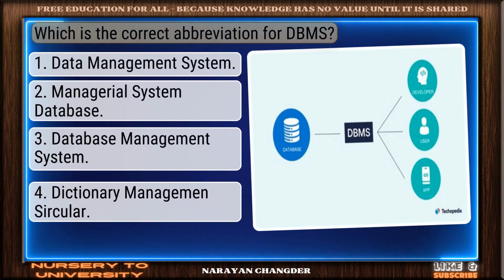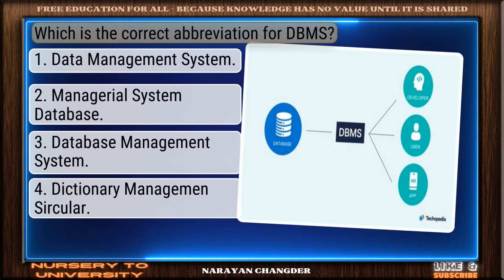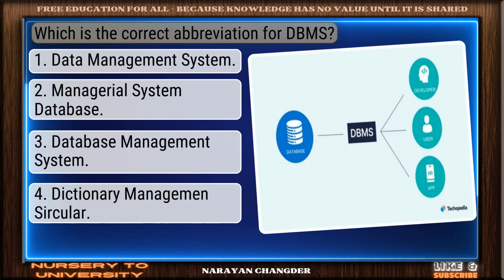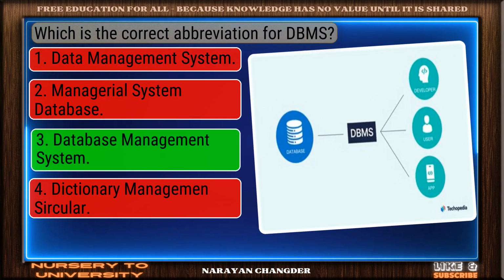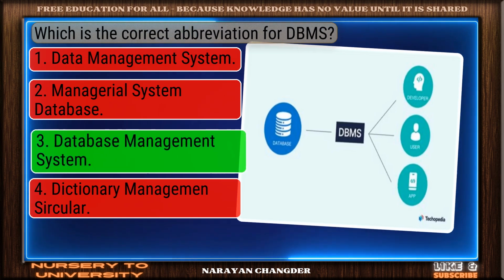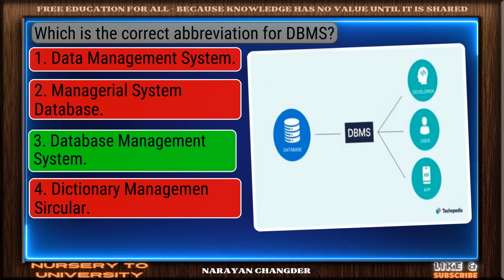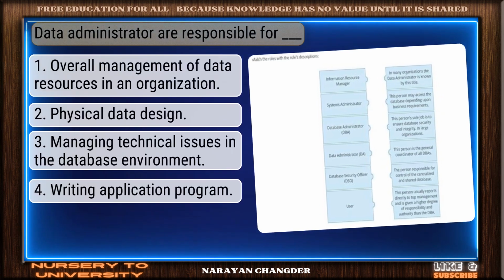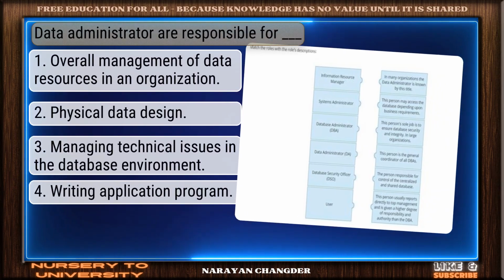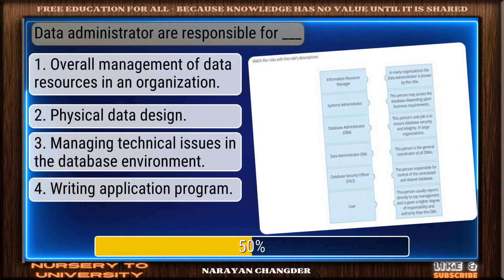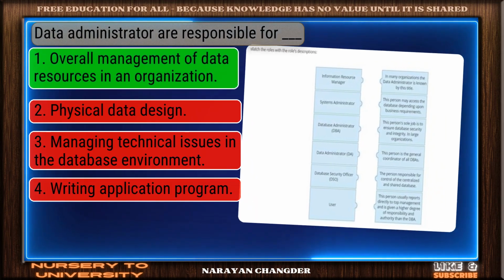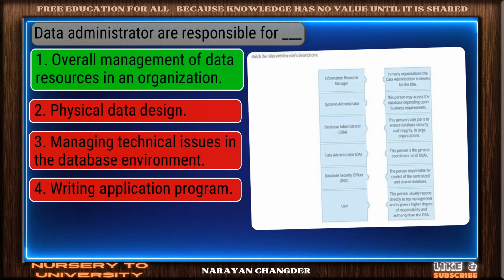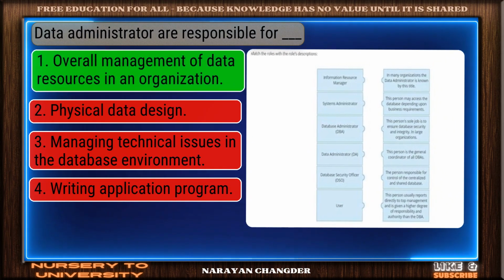Question number 20. Which is the correct abbreviation for DBMS? Right again. Database management system is a valid answer. Question number 21. Data administrators are responsible for dash. Sharp thinking. Overall management of data resources in an organization is the right choice.